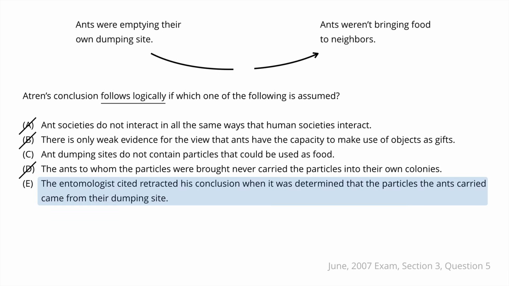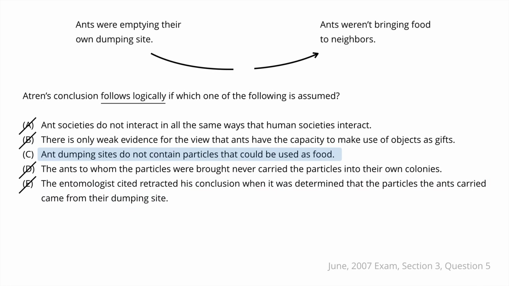And E, the entomologist retracted his conclusion when it was determined that the particles the ants carried came from their dumping site. Okay, so the guy who originally said it took back what he said. Does that guarantee this conclusion? Right? Does it guarantee that since they were emptying their own dumping site, they weren't bringing food to their neighbors? No, it doesn't. Okay? So again, another case where even if you didn't see the flaw that clearly, pretty easy to see that E is not what you would need in order to fill that gap.